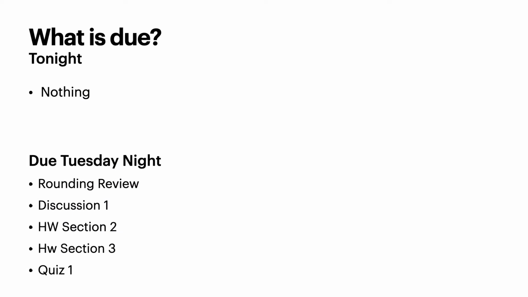What is due tonight? Nothing. There's nothing due tonight because tonight is the first night of class. What is due next Tuesday? Our assignments are going to be due Tuesdays at midnight, 11:59 p.m. Eastern Standard Time. We will have a rounding review, discussion 1, homework section 2, that's section 2 from the book, homework section 3, and a quiz. All of those are listed under module 1. You'll need to take a look at that. Next, we're going to take a look at the content involved within those homeworks and quizzes.